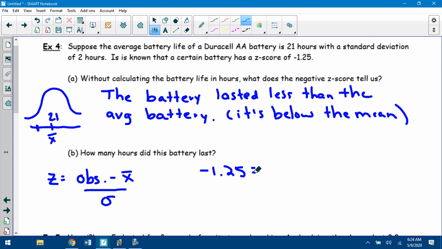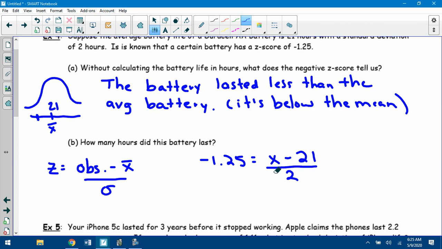Negative 1.25 equals, I'm just going to call it x, because that's what I'm looking for, minus the mean, which is 21, over the standard deviation, which is 2. If we cross multiply, we get negative 1.25 times 2, that's negative 2.5, equals x minus 21. If you add the 21 over, you're going to get that 18.5 is how long the battery lasted.